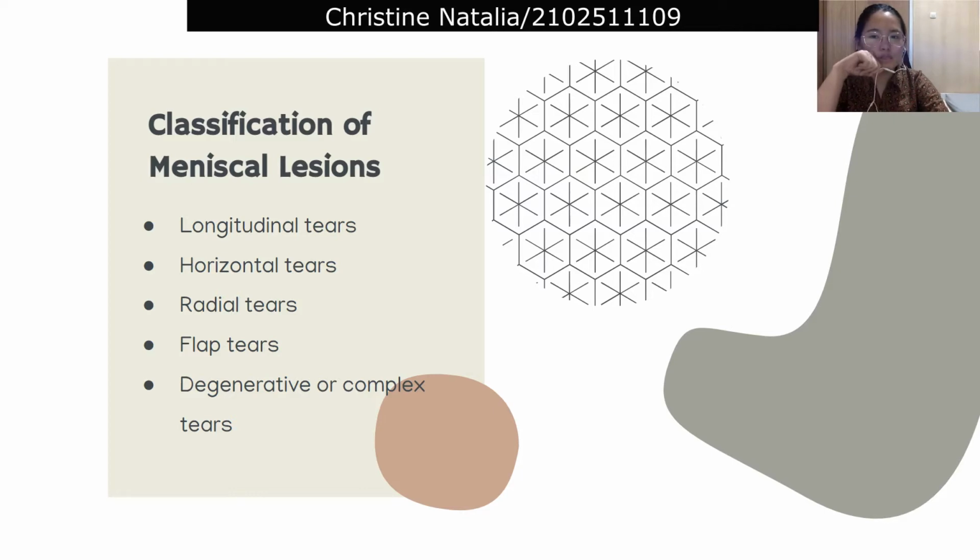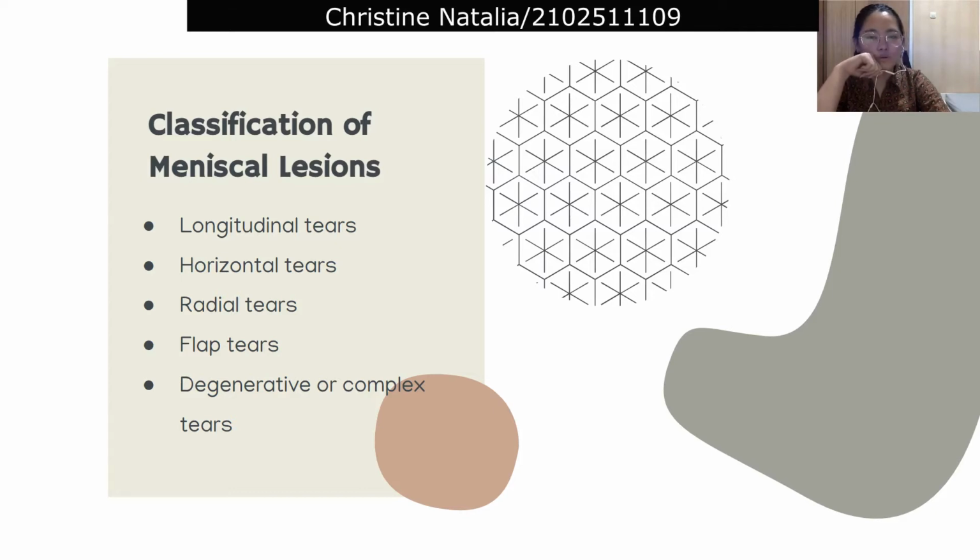The third one is radial tears, which spread from the margin of the menisci towards the periphery of the menisci. Moreover, radial tears of menisci are an injury that indicates a high-energy injury or a degenerate meniscus.